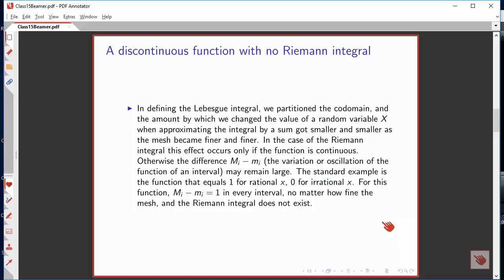The standard example of that is to choose a function that equals 1 for rational arguments, 0 for irrational arguments. In that case, no matter how fine you make the mesh, the difference between the supremum and the infimum is 1 in every interval, and the Riemann integral just plain doesn't exist, although the Lebesgue integral does.